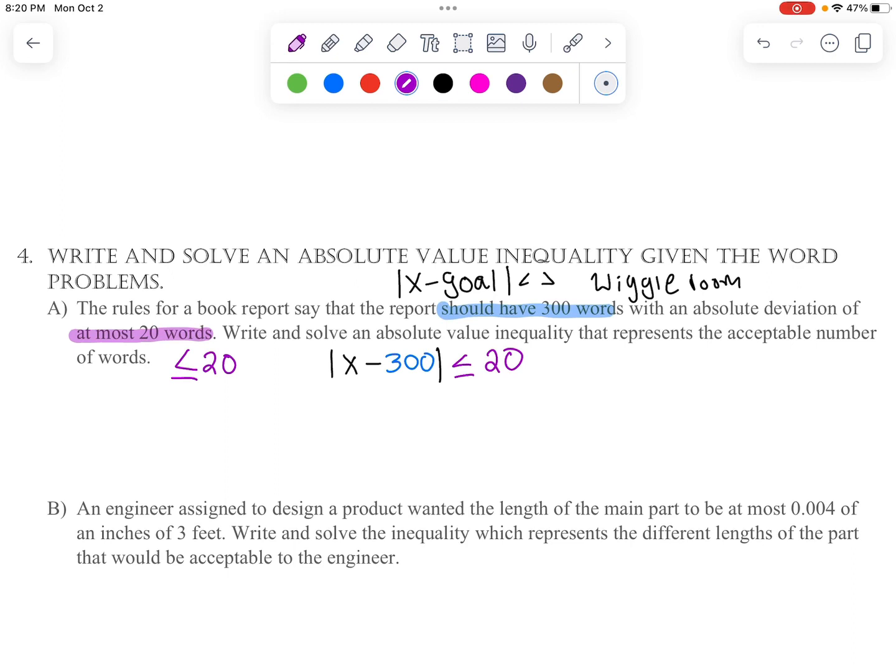And again, you will split that up like normal. So we'll have x minus 300 is less than or equal to 20, and x minus 300 is greater than or equal to negative 20. Okay, so you would solve those like normal and get your two equations.